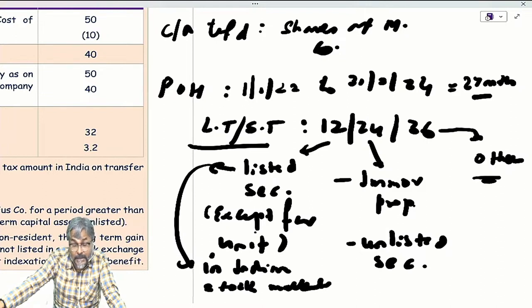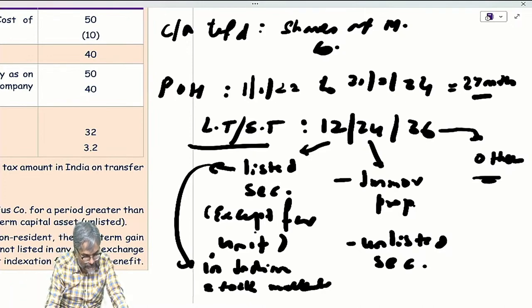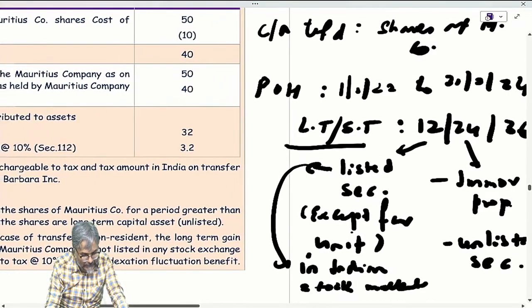If the period of holding crosses the threshold of 24 months, then it is long term. So, were the Mauritius company shares held by Barbara Inc. dot for more than 24 months? Yes. In my example, it is 27 months. And if that is the case, then it becomes a long term capital asset. So that exactly is the point.